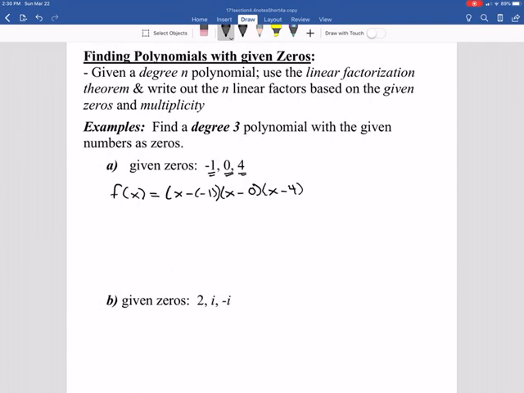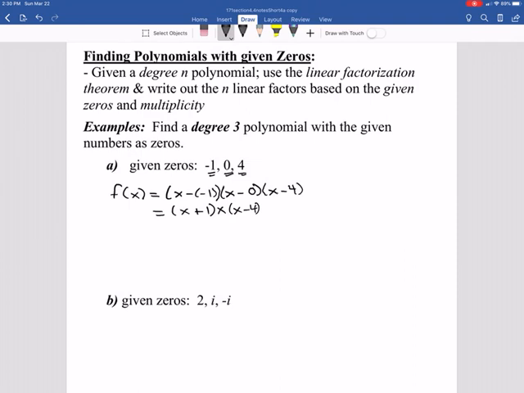So they're the three linear factors, right? They would produce these three zeros, right? x minus -1, which simplifies to x plus 1. x minus 0, which simplifies to x, and then x minus 4, right?